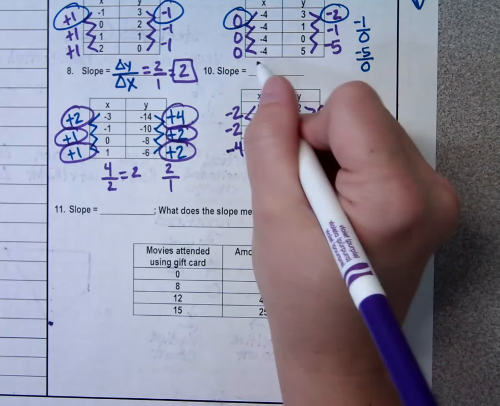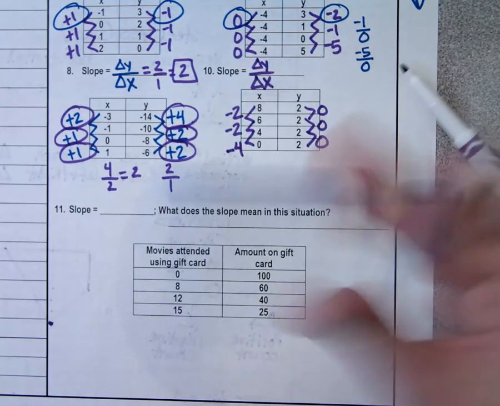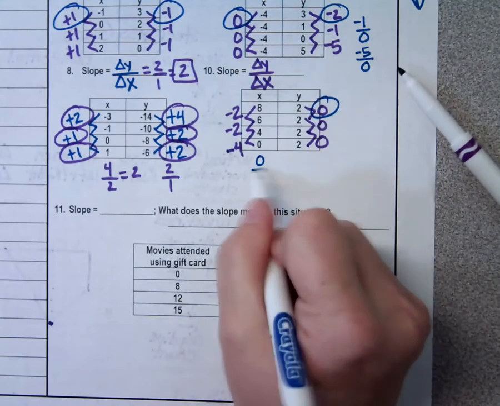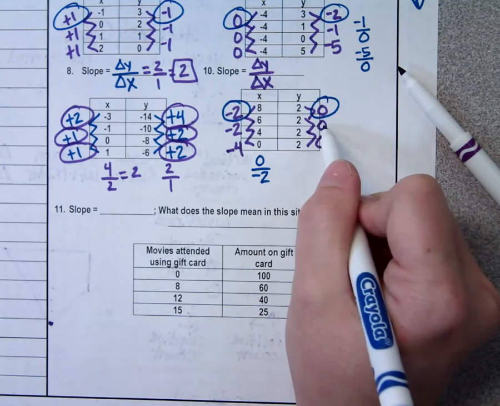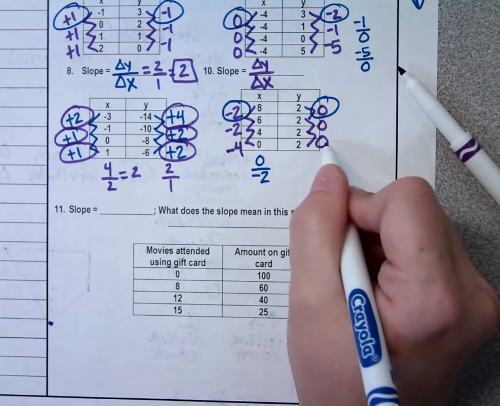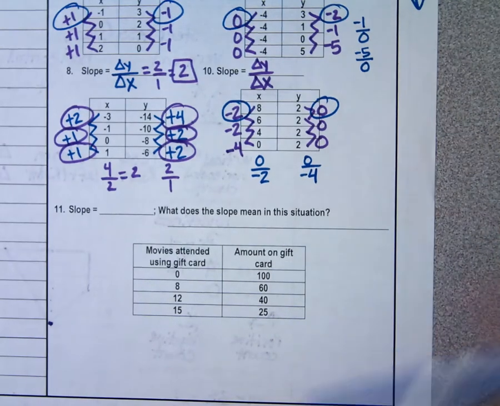Okay, so I'm going to take the change in my y, and I'm going to divide by the change in my x. So the change in my y is 0, and I divide by the change in my x, which is -2. Then I've got another 0 over negative 2, and then I've got a 0 over negative 4. So both of these have a 0 in the numerator.